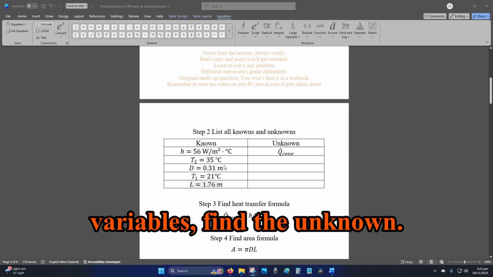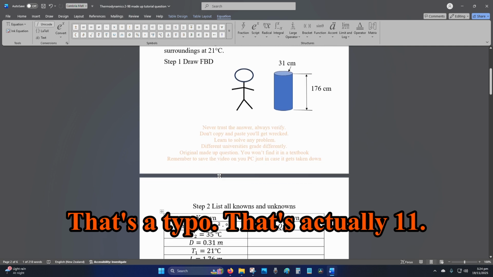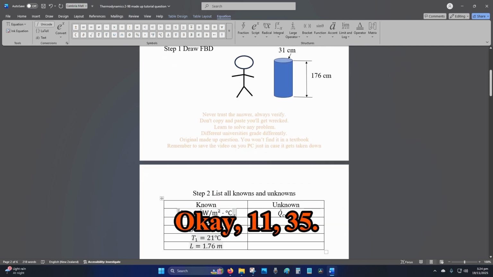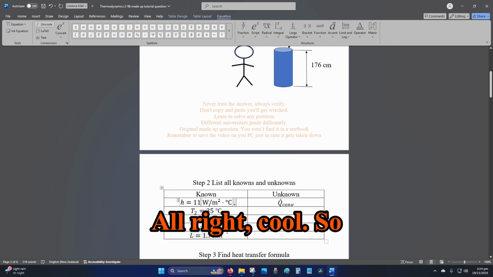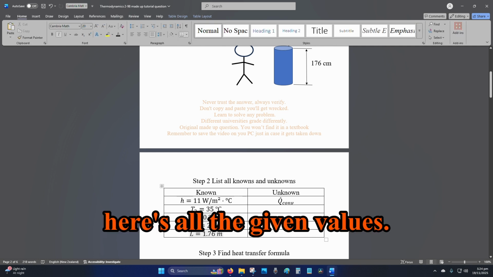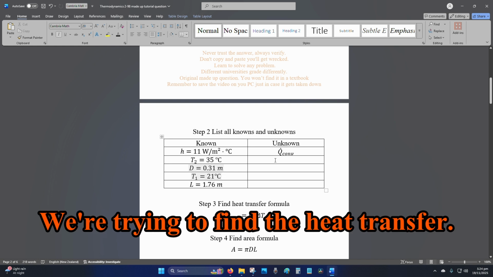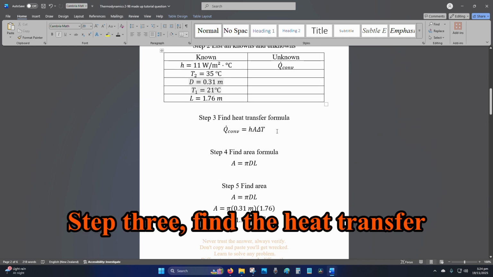Okay, list all the given variables, find the unknown. So that's a typo. That's actually 11. Okay, 11, 35. Alright, cool. So here's all the given values. We're trying to find the heat transfer. Step 3, find the heat transfer formula.